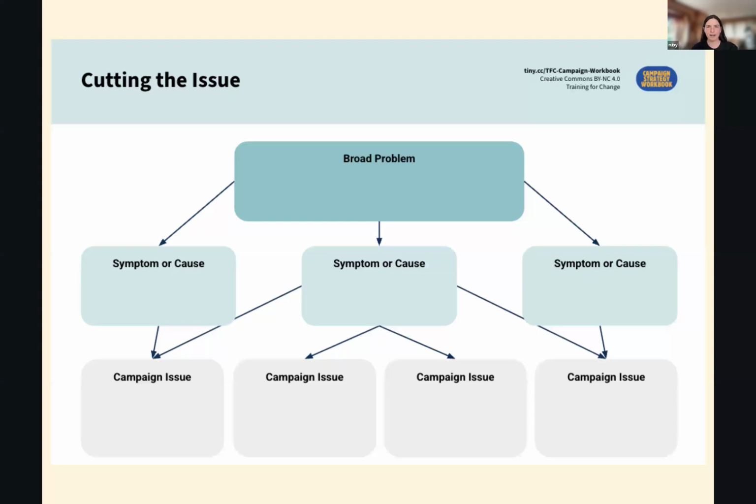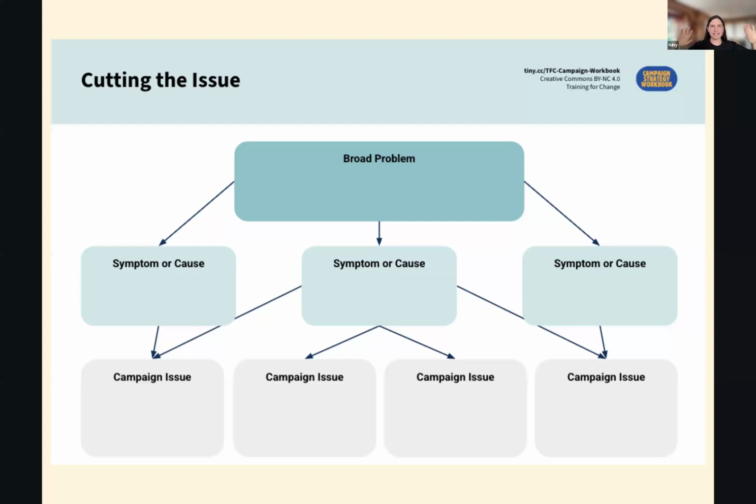So one of the tools, this is from the Campaign Strategy Workbook by Training for Change, who are an awesome group who do tons of cool trainings, is cutting the issue. You pick at the top, in this case you might actually put your vision, and then under that you might say, what's the big thing stopping your vision happening? You can do this both ways. And then you start mapping out the different symptoms or causes of the problem, or the barrier to your vision becoming a reality.